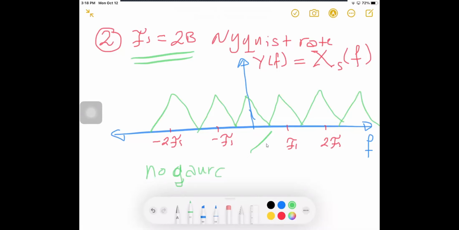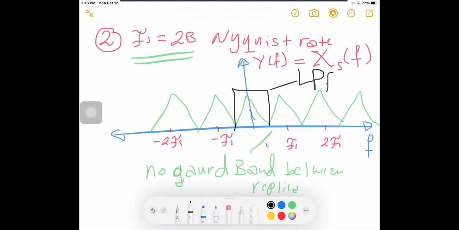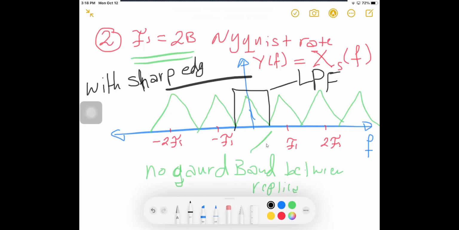No guard band between replicas of the spectrum. So if we are going to recover the original signal, we need what? We need a low pass filter, but what? With sharp edges. So in this case, you need a low pass filter with sharp edges. Okay, this is the problem.